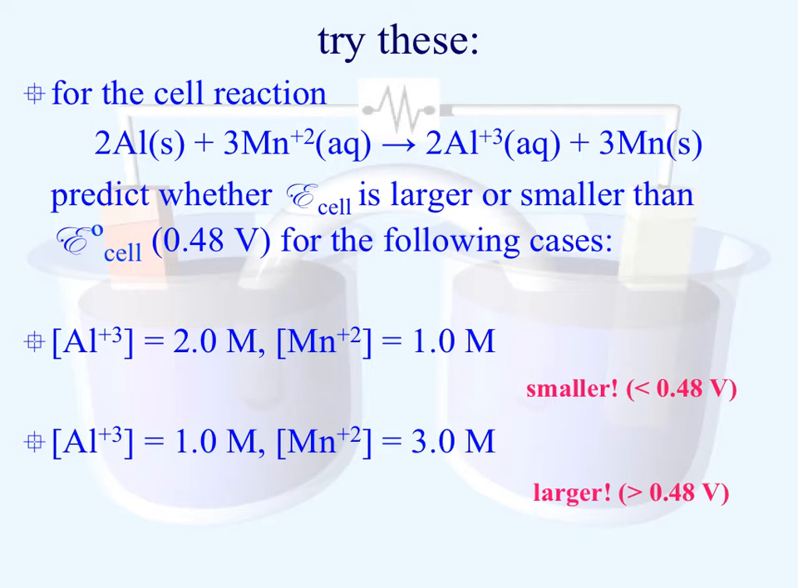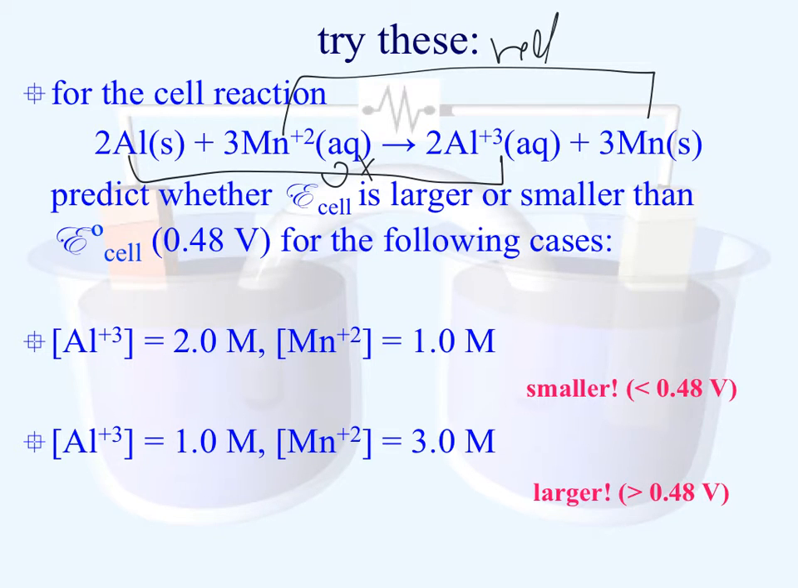So let's look at another couple of examples. If we're assuming this reaction here, notice aluminum is being oxidized and the manganese is being reduced, and they want us to predict whether the E cell for this process is larger or smaller based on these concentrations. Once again, looking at these with respect to Le Chatelier's principle, in this situation we are increasing the amount of our product while maintaining the concentration of our reactant.